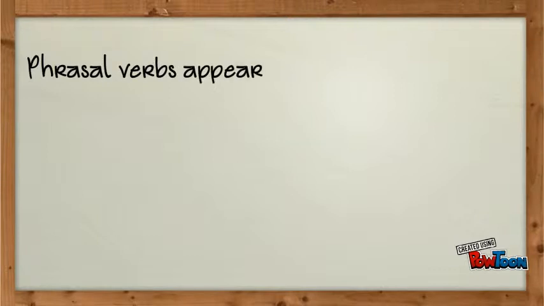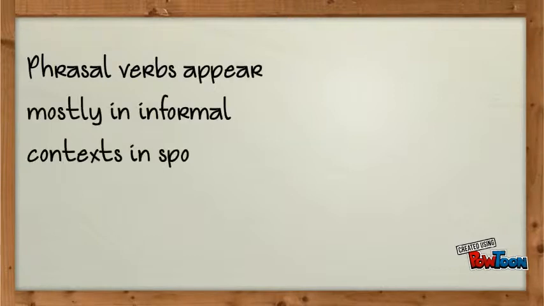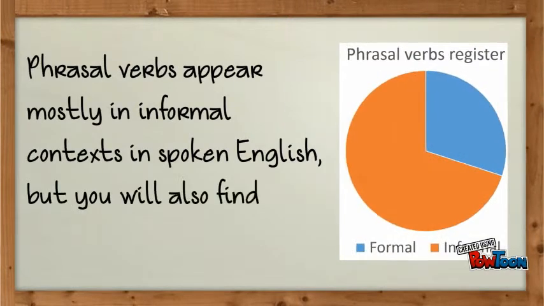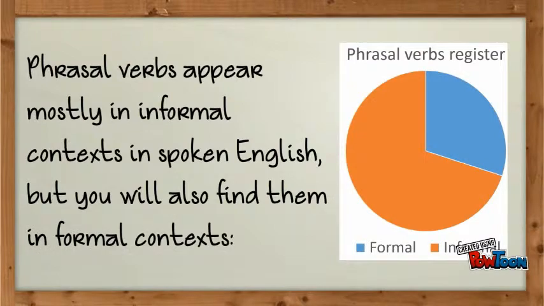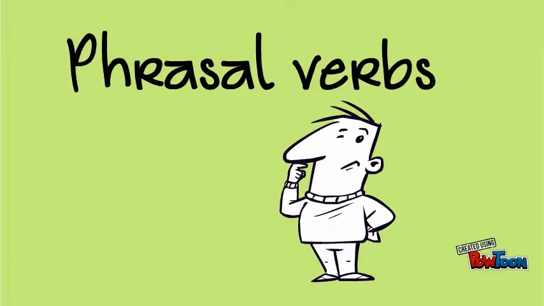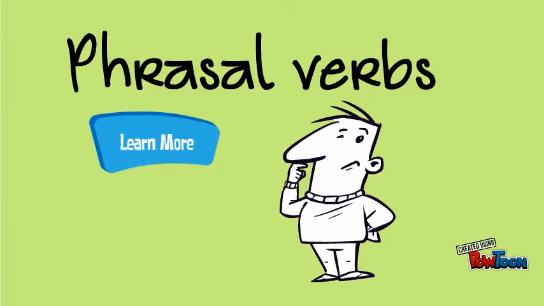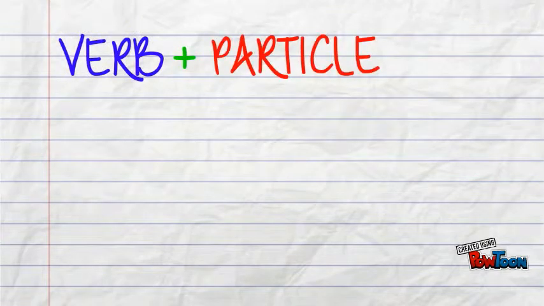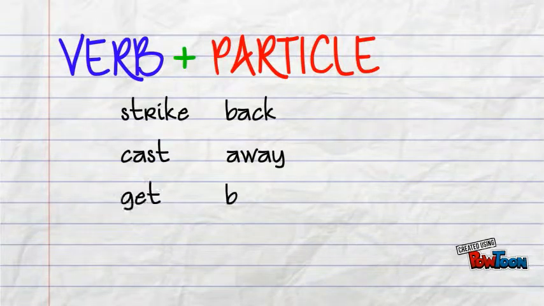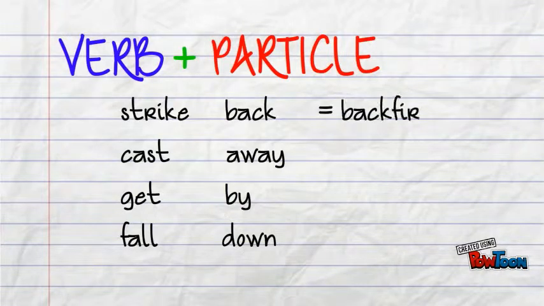As regards register, phrasal verbs appear mostly in informal contexts in spoken English, but you will also find them in formal contexts. But what exactly is a phrasal verb? Well, we will learn more about them. Phrasal verbs consist of a verb plus a particle. This particle can be an adverb or a preposition. Let's check some examples: strike back, cast away, get by, fall down.